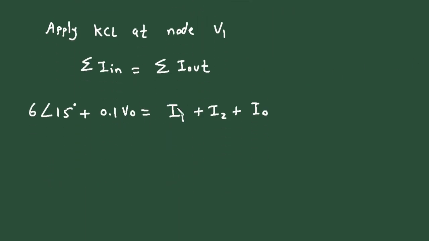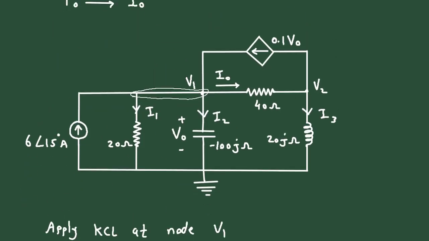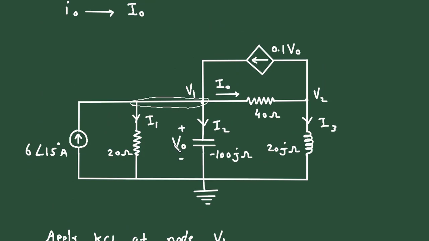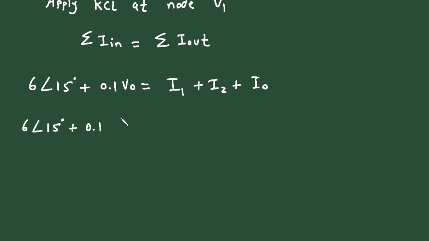Now let's write these currents in voltage form. So 6 at an angle 15 degree plus 0.1 Vo. Here we can see Vo is simply V1. Here we can write Vo is equal to V1. So here this will be V1.